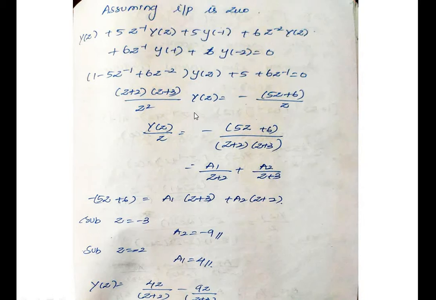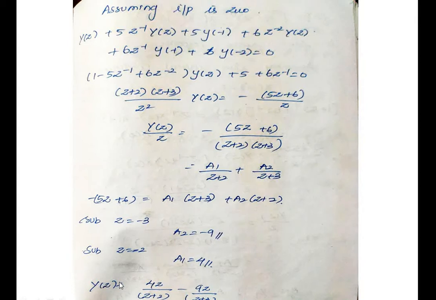Now we convert this to Y of z by z format and we get minus of 5z plus 6 by z plus 2, z plus 3. So now we'll have to take partial fractions. While we take partial fractions, we get a1 by z plus 2 plus a2 by z plus 3. We will substitute z is equal to minus 2 to get a1, z is equal to minus 3 to get a2. So the a1 and a2 values are a1 is equal to 4 and a2 is equal to minus 9. So just substitute a1, a2 values here.